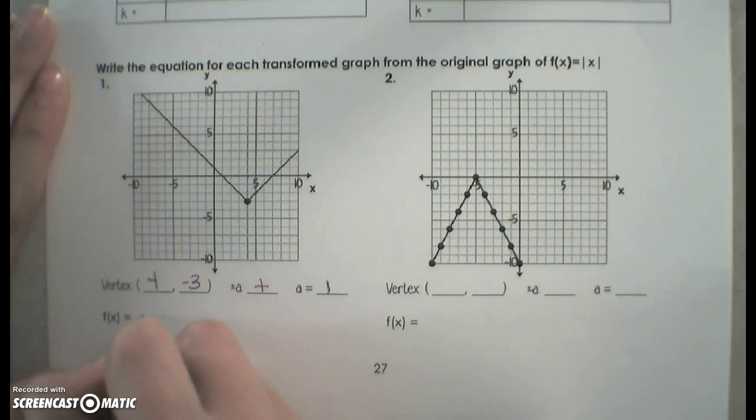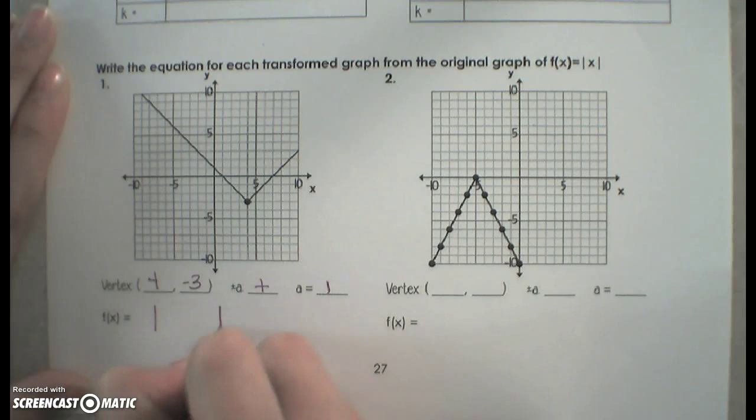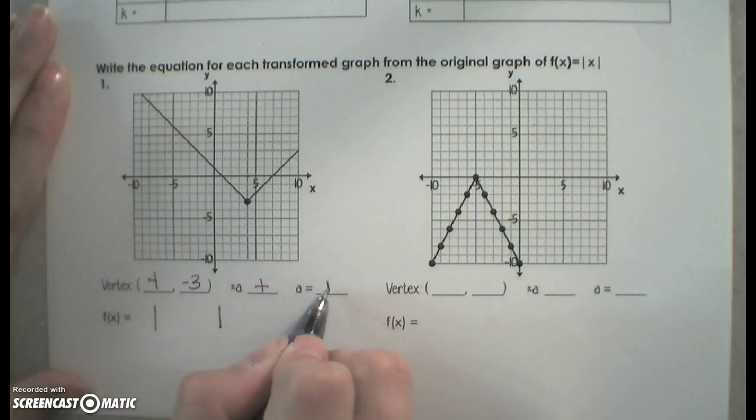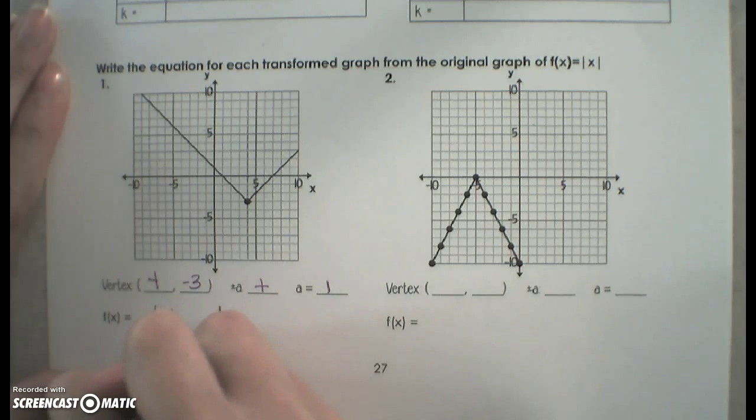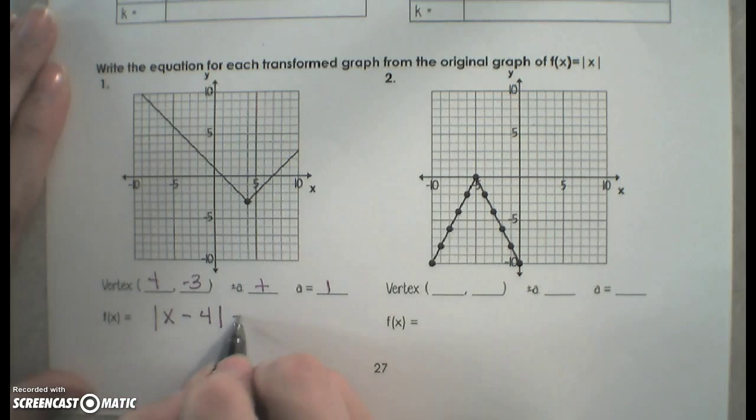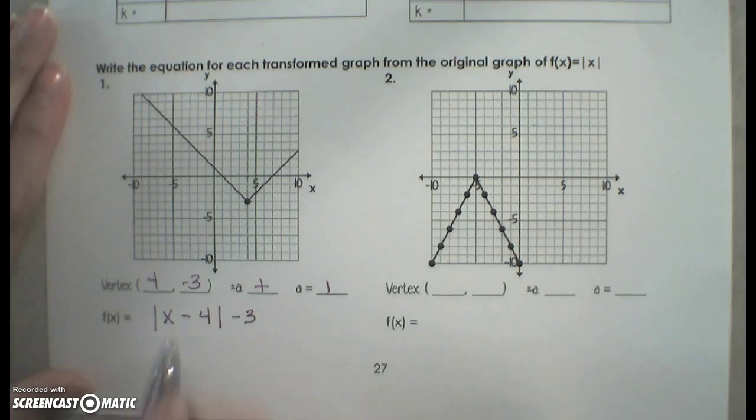So now let's put it into our function form. So we have absolute value. Do we have any negatives out front? No. Do we have any numbers out front? No, we don't really need to put the 1. So inside we just have an x. Do we put a 4 or a -4? Hopefully you're thinking -4, opposite thinking when we put it back in or when we take it out. Then a -3, it stays the way that it is back behind. So remember, this is your H, this is your K. H goes on the inside, K goes on the outside. So that's what we should have written for number 1.